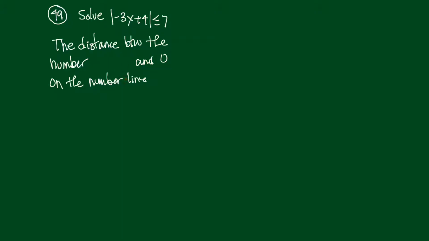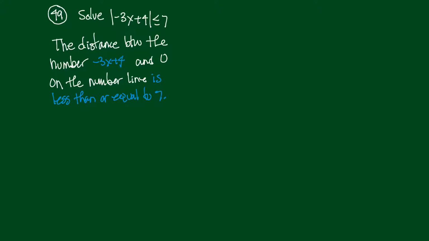All right, so that's the left side. So let's go. The distance between the number, now here's our number. Let's put it in here. Negative 3x plus 4. Now keep going. And 0 on the number line, and then what does it say? Is less than or equal to 7.